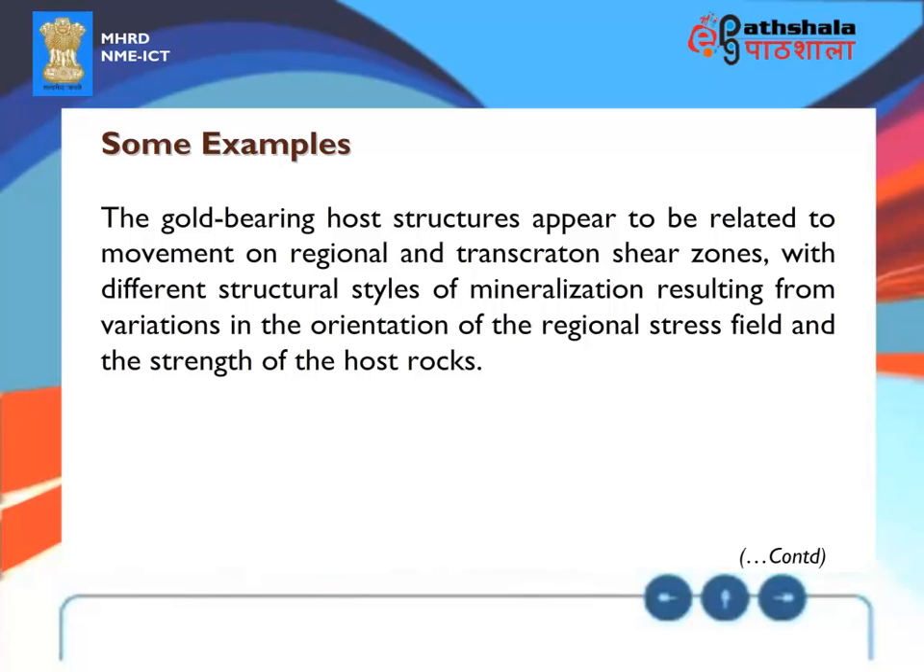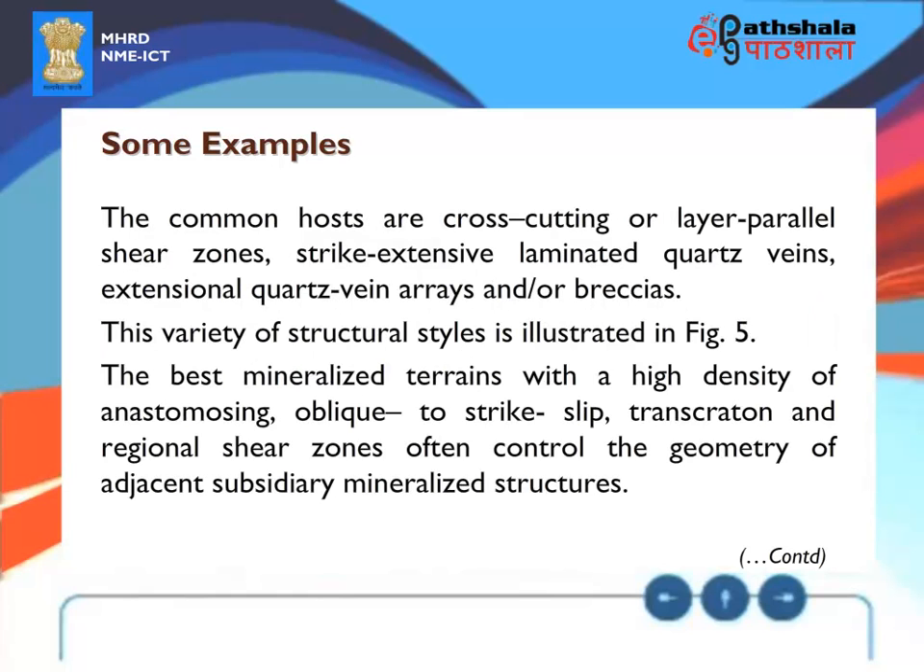The gold-bearing host structures appear to be related to movement on regional and transcraton shear zones with different structural styles of mineralization resulting from variations in the orientation of the regional stress field and the strength of the host rocks. The common hosts are cross-cutting or layer parallel shear zones, strike extensive laminated quartz veins, extensional quartz vein arrays and/or breccias. This variety of structural styles is illustrated in Figure 5.